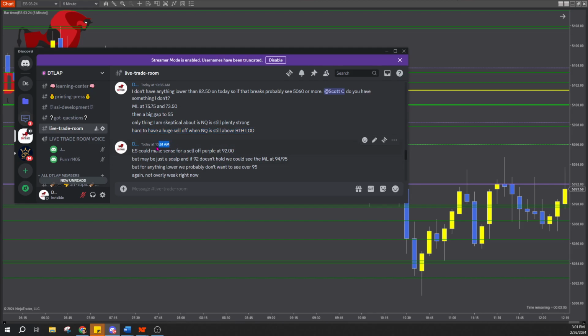And then you can see here at 10:51 Pacific time, I said ES could make sense for a sell off purple at 92. That's right here. That was on the way up here. I said that at 10:51. So this candle had opened and it was moving up here. I said it could make sense to sell off purple. The high here was 93 half, so it probed purple by 6 ticks. I said, but maybe just a scalp. And if 92 doesn't hold, we could see 94 or 95. But for anything lower, meaning if the market is going to move lower, we don't want to see over 95, over 4,095. Again, not overly weak right now.